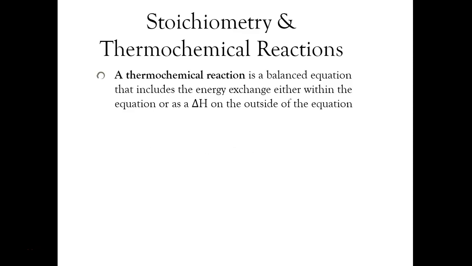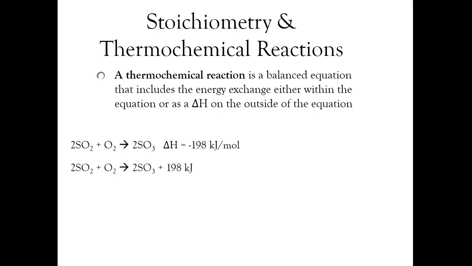Okay, so when we talk about thermochemical reactions, basically we're looking at a balanced equation that includes the energy exchange either within the equation, like plus 100 kilojoules, or written on the outside of the equation as delta H. So here's an example. This is the synthesis of sulfur trioxide from sulfur dioxide and oxygen, and the enthalpy is written outside the equation. Since this is exothermic, we know that because delta H is negative, you could also write it as a product.